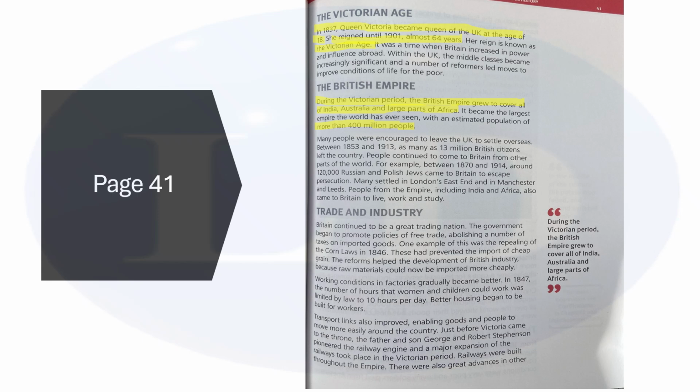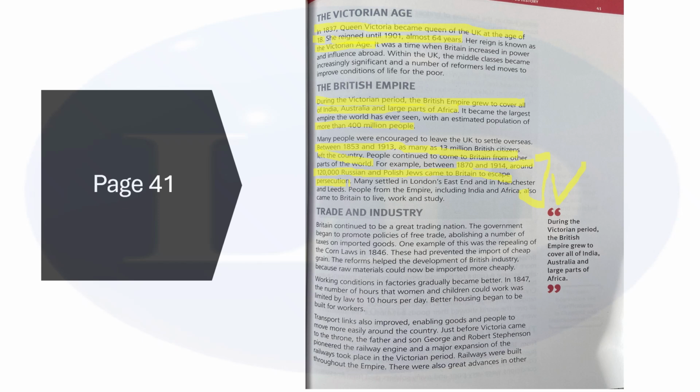Many people were encouraged to leave the UK to settle overseas. Okay, now very important things. Between 1853 and 1913, as many as 13 million British citizens left the country. So this is the number, and you should remember that. People continued to come to Britain from other parts of the world. This paragraph is important. For example, between 1870 and 1914, around 120,000 Russian and Polish Jews came to Britain to escape persecution.